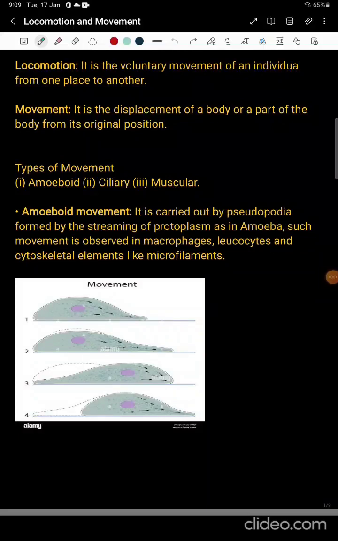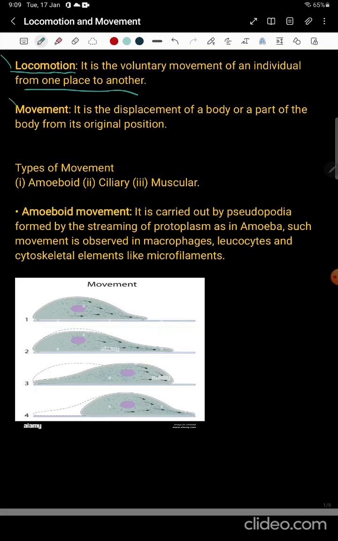Here we are going to discuss locomotion and movement. First of all, what is meant by locomotion? It is the voluntary movement of an individual from one place to another. So if you needed anything, what are you going to do? On your own will, you will move from one place to another. That is called locomotion. On your own will, if you are moving, then that is locomotion.